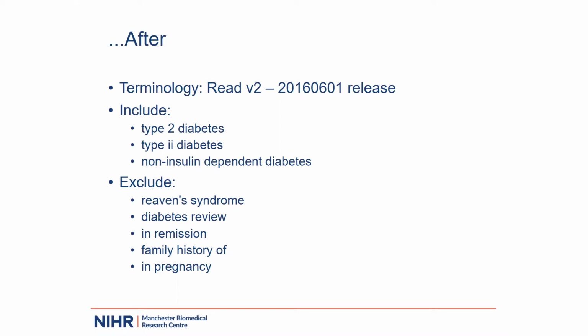So now, if I share that with someone, my intent is a lot clearer. And if they wanted to reuse this, they might say, well, yes, I will reuse this, but I want to include Reven syndrome. So all you need to do is take away that exclusion term and then derive the code set from it.